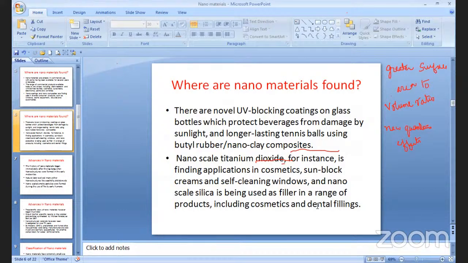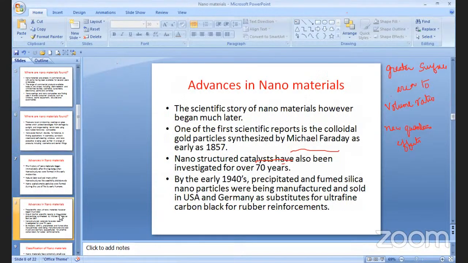Now the advances of nanomaterials, that means from where nanomaterials started and from which year we have been using them. As we said, the history of nanomaterials began immediately after the Big Bang, when nanostructures were found in the early materials. Nature later evolved many other nanostructures like seashells as well as skeletons, etc. Nanoscale smoke particles were also found.